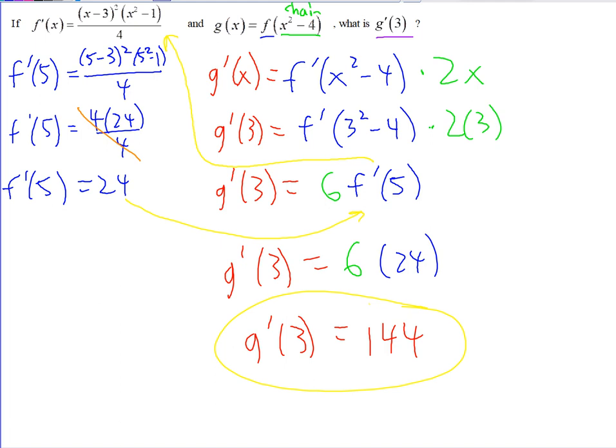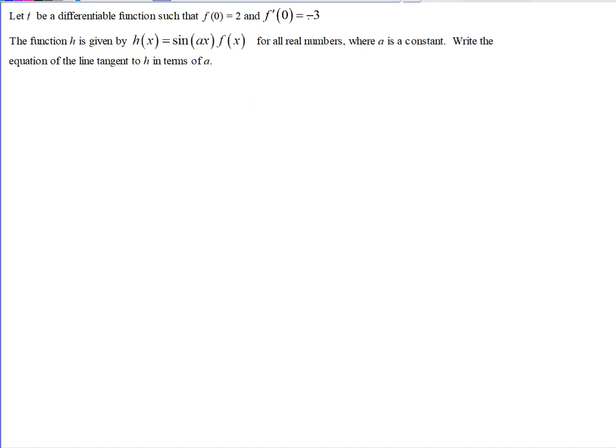So a few more that are a little different. Here we're given, let's say f be a differentiable function. F of 0 is 2, f prime of 0 is negative 3. Again, you might not know when we need those yet. But it says h is sine of ax times f of x. Write the equation of the tangent line to h, in terms of a. That means a is going to be our answer.